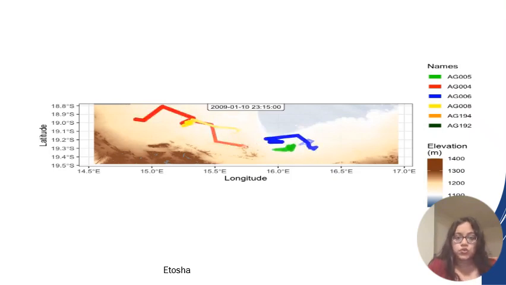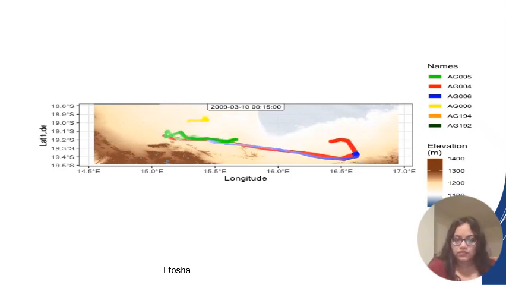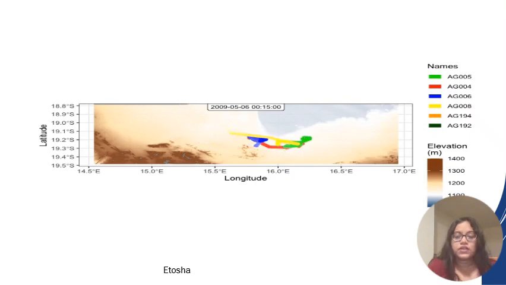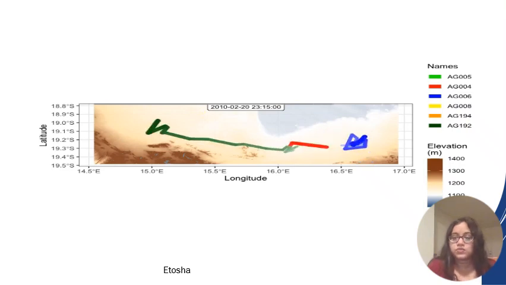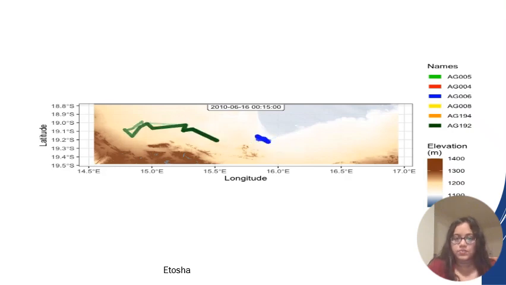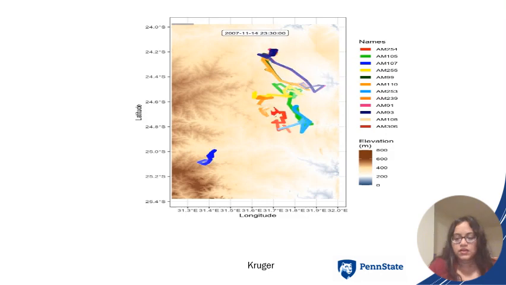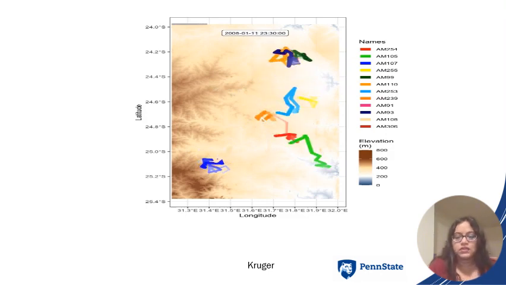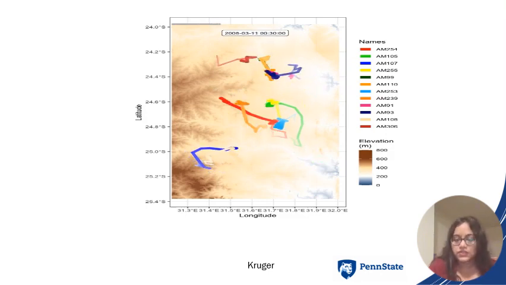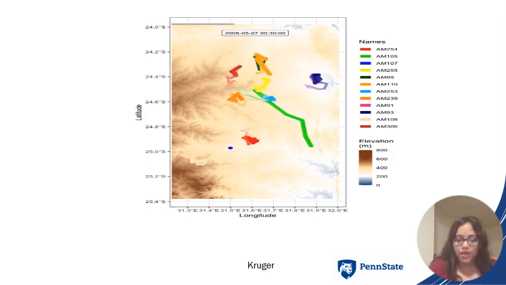Now, this visual showcases the dynamic movement patterns of elephants in the Etosha region with an elevation map overlying this context. Observing trajectories against elevation gradients allows us to understand how topography might influence elephant movement, revealing paths chosen based on the elevation benefits or different constraints as it might happen. And similarly, this is for the Kruger dataset, and you can see there are also different elephant trajectories shown on the map.